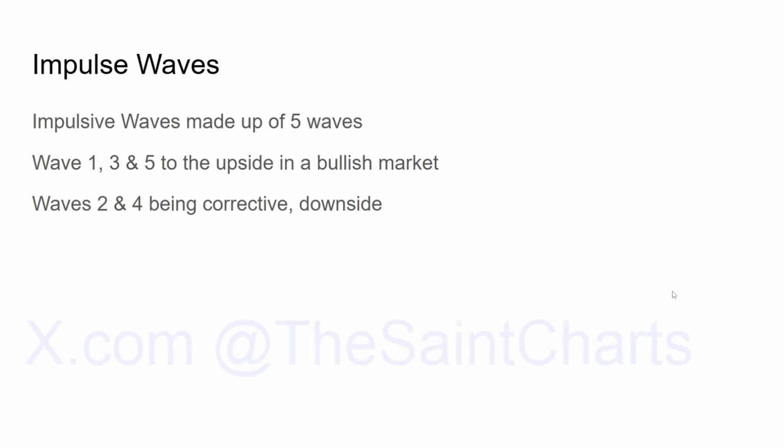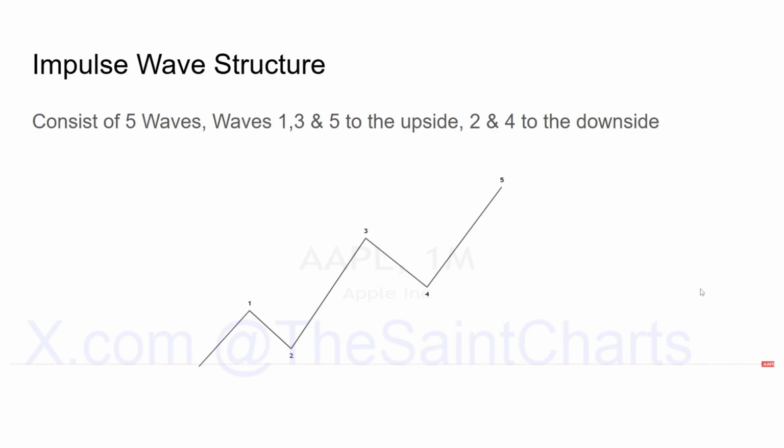Impulse waves are made up of 5 waves, with waves 1, 3 and 5 to the upside in a bullish market, and waves 2 and 4 being corrective to the downside. Let's have a look at how that works in principle. This is a 5-wave structure to the upside. This is wave 1, and that is to the upside. Wave 2 is a corrective move. Wave 3, again to the upside. Wave 4, another corrective move. And a final wave 5. So that's the basic impulse structure.